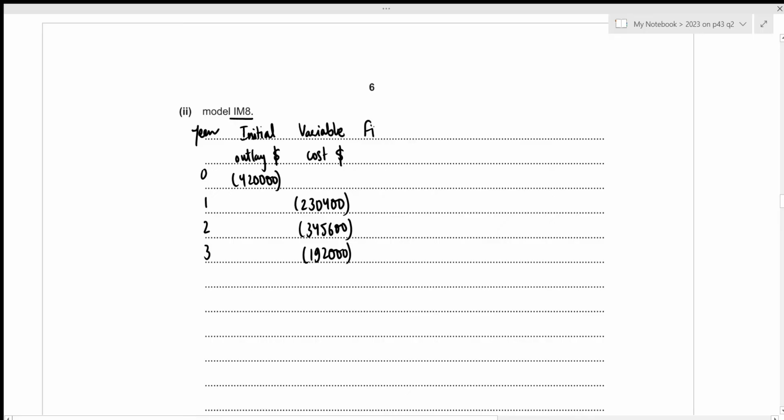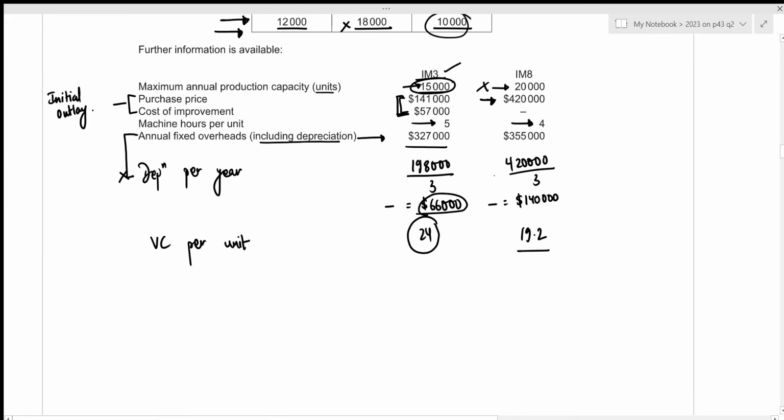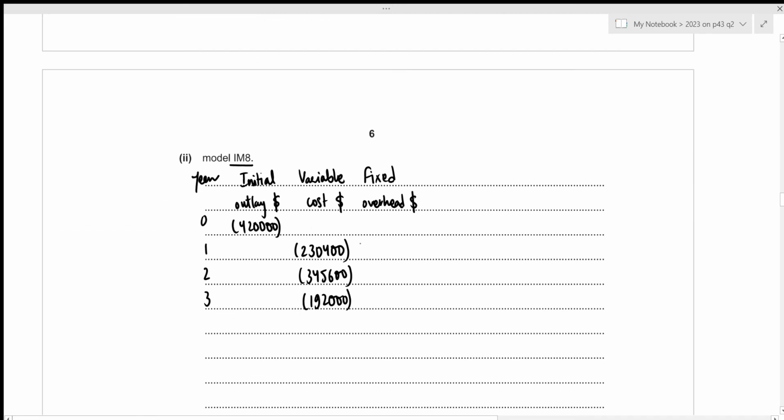Now we can go over the fixed overheads. Again, we need to repeat a similar process by excluding the depreciation per year. So from the given annual fixed overhead of 355,000, we need to subtract 140,000, which results in a value of 215,000. And that's going to remain constant for all 3 years.